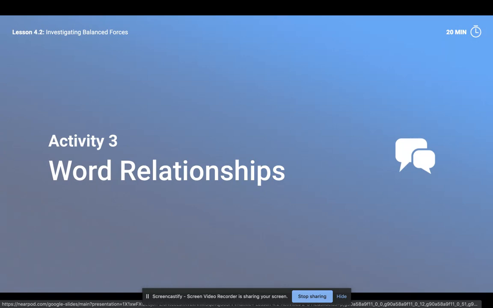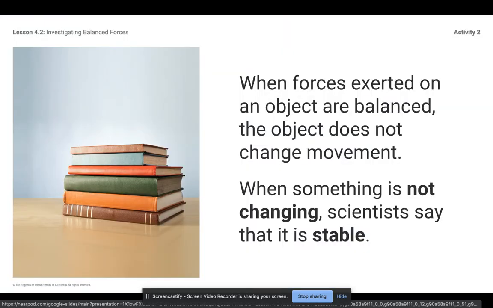What I want you to do is think back to the train. We know that the train rises and it falls, but what about when it's floating? It's not rising, it's not falling, it's not moving. What can you say about that train then? Is it balanced? We also say that that train is stable.